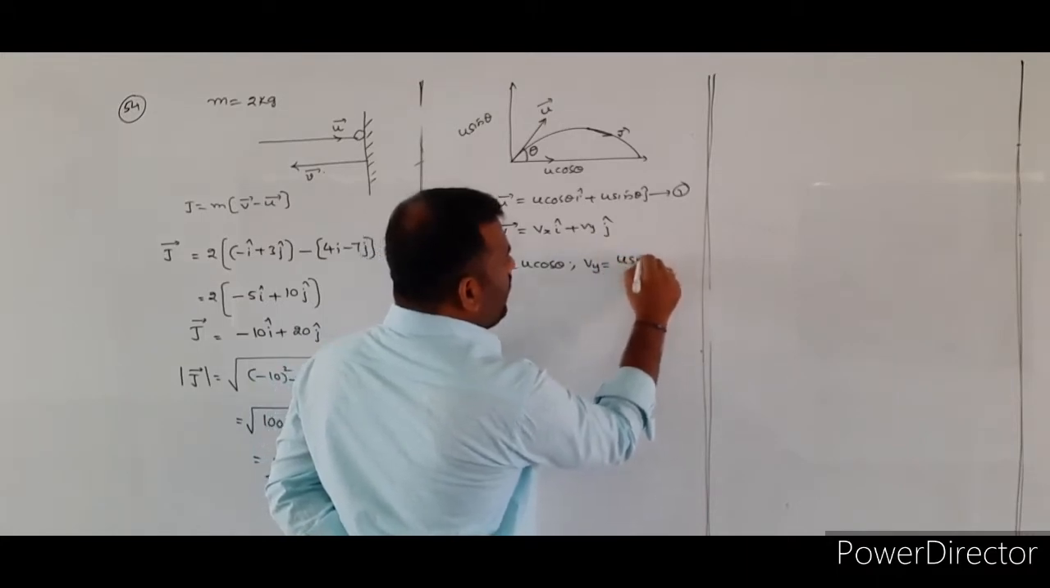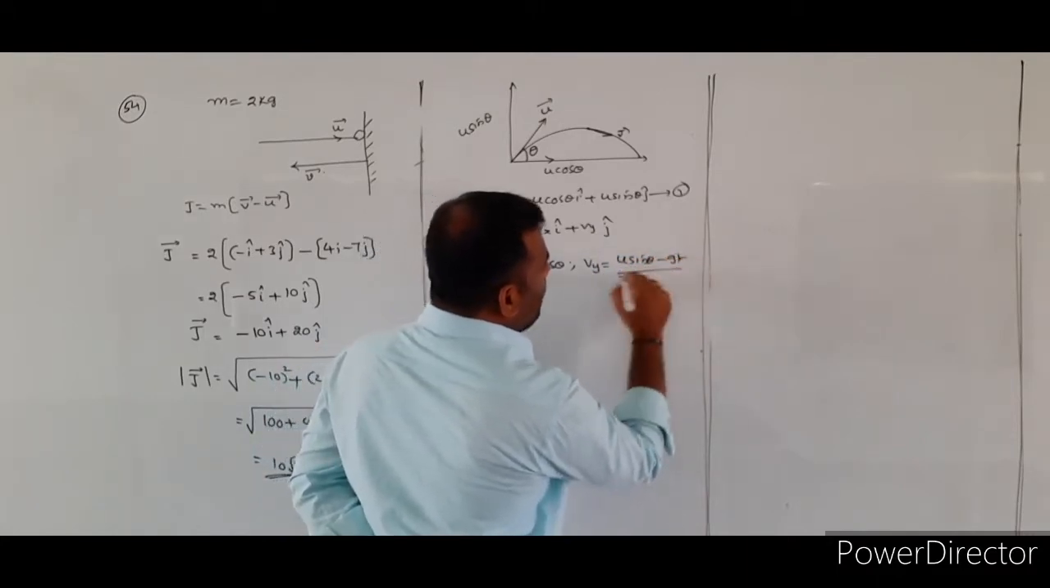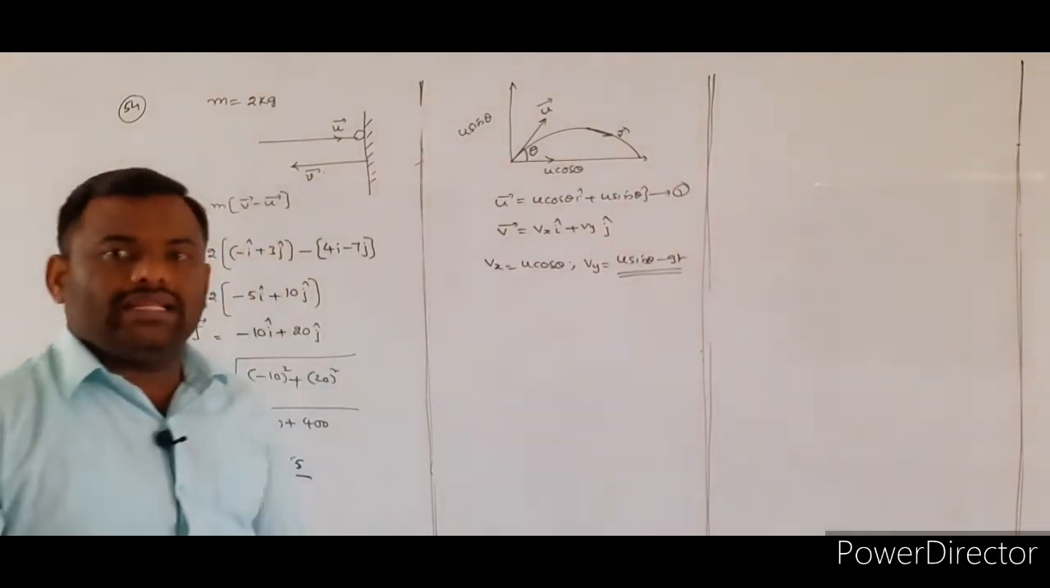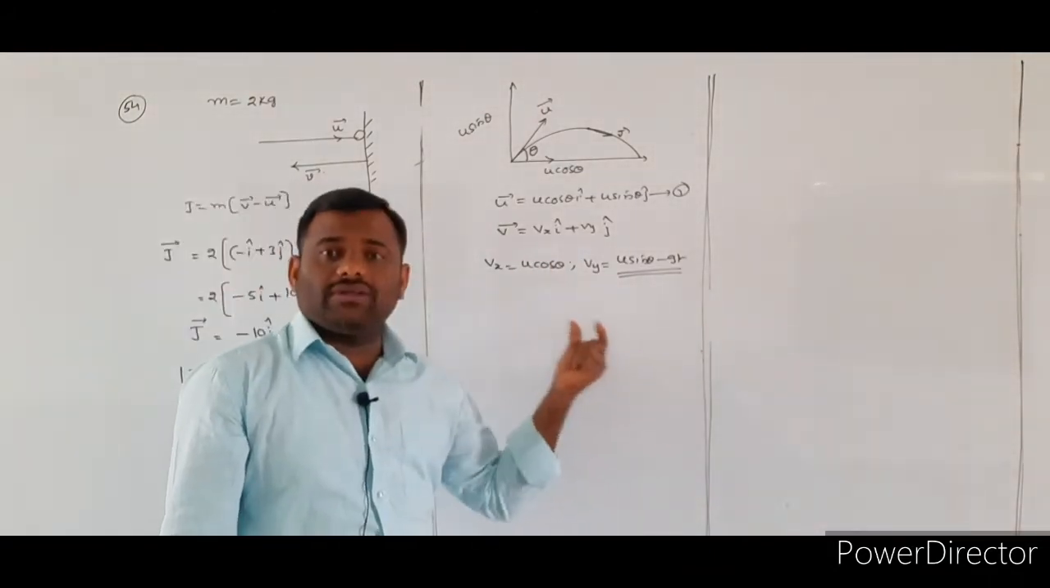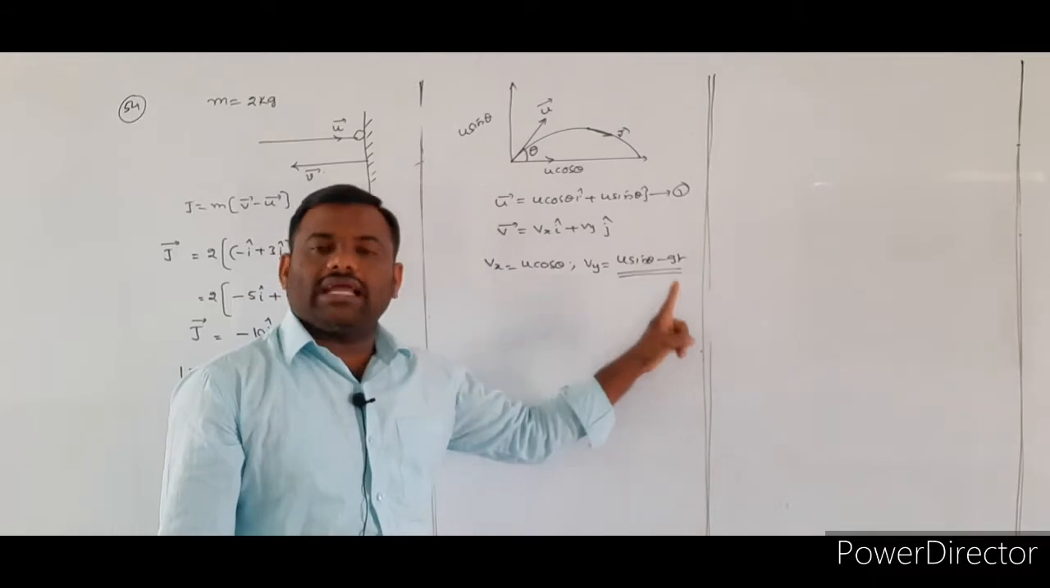And the Vy value becomes u sin theta minus gt. So this is the final velocity of the projectile along the y axis after t seconds.